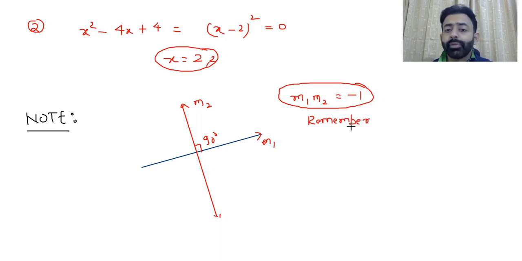If two lines are perpendicular, right? And of course, if two straight lines are parallel, the gradients of the two lines will be equal. Okay. Now let us solve some questions based on the straight line. One more note you should note down. I am remembering that.